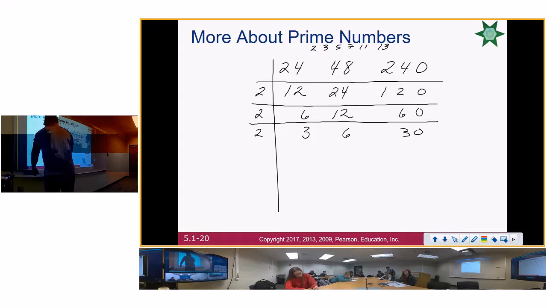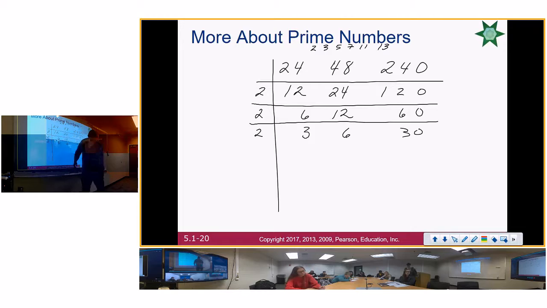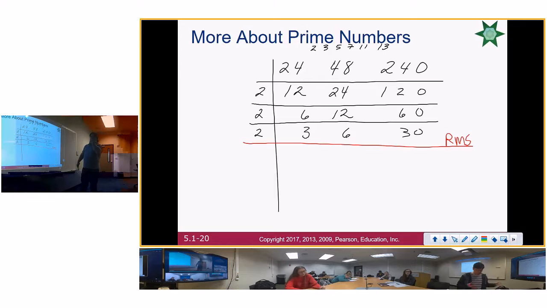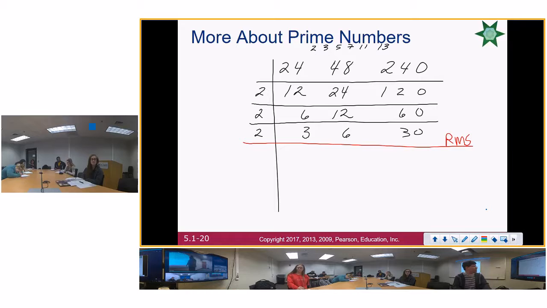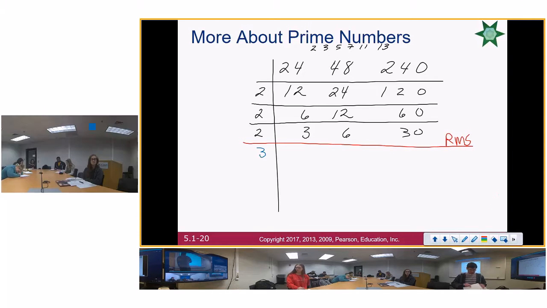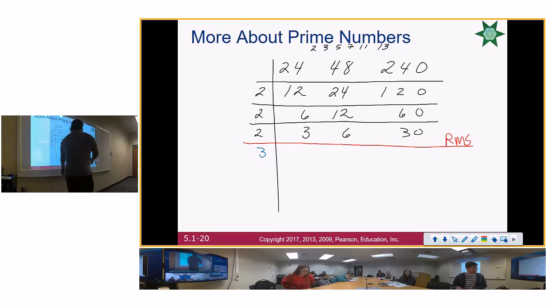And at this point, the real math stops. Now I changed my blue pen. And I'm going to divide by 3. And that's going to give me, well, I'm sorry, 3 will go into all 3. So real math doesn't stop. Sorry.